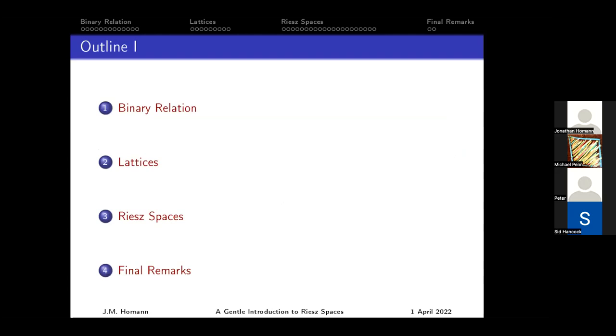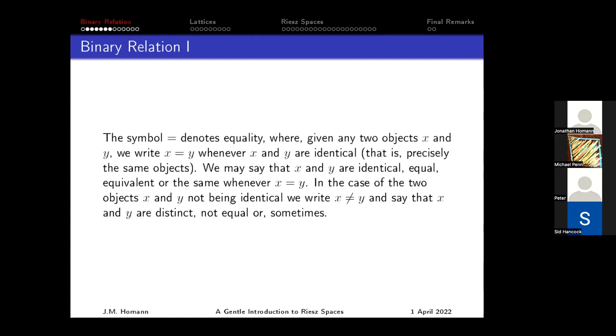So we're going to begin by defining a binary relation. I know Professor Penn has put a video on YouTube about binary relations, and that's going to be our starting point. And then we'll work with partially ordered sets, then define lattices, and then finally get into the Riesz spaces. So with the binary relations, let's begin by using the symbol equals to denote equality.